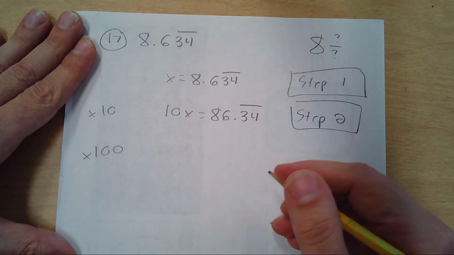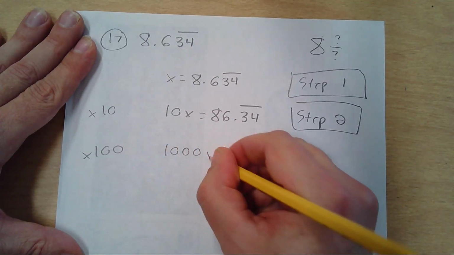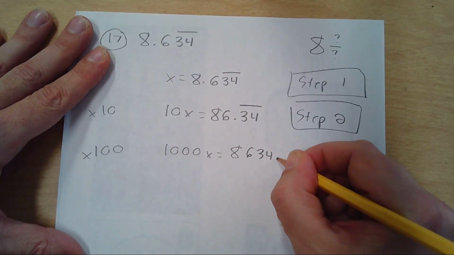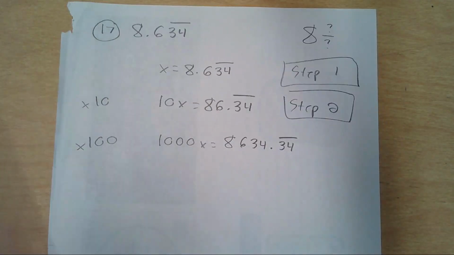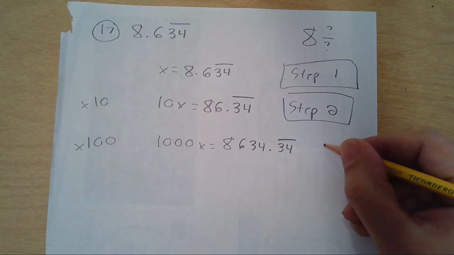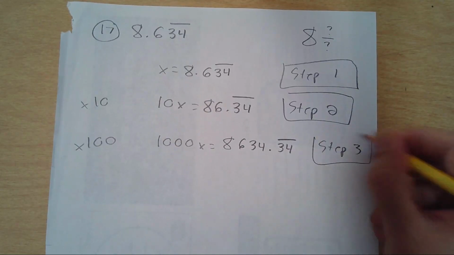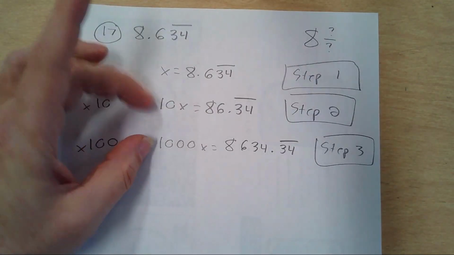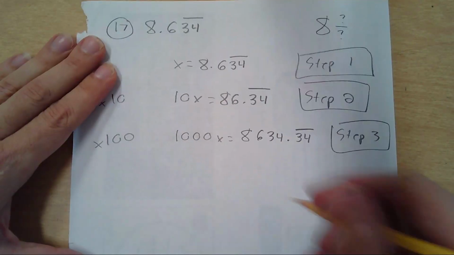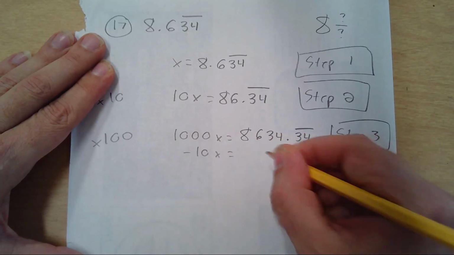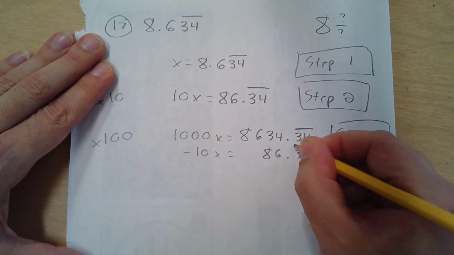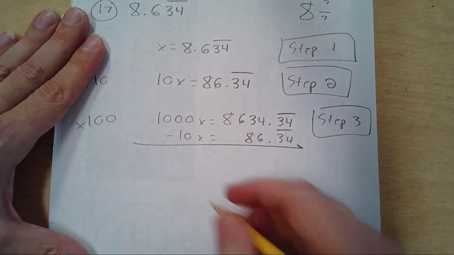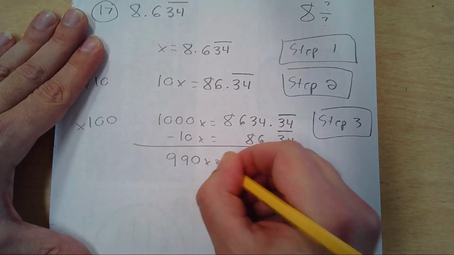Multiply by 100, I should get 1,000x equals 8,634 with the 3-4 repeating. So now I got my two equations here. Subtract. So subtract 10x equals 86.34 repeating. 1,000 minus 10 is 990.